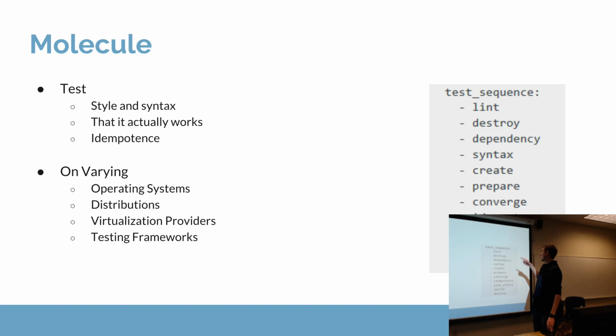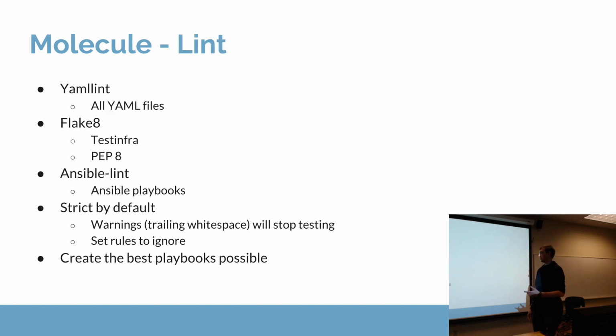So here's the steps that we'll go through when we want to run molecule test. And we'll talk about what each one of these does. First of all is your linting, which tests your style and syntax. It uses YAML Lint for testing all of your YAML files, and whether those are configurations or for another application that you're using. It'll just check that that's up to spec. And then it uses Flake 8 for your Python scripts.